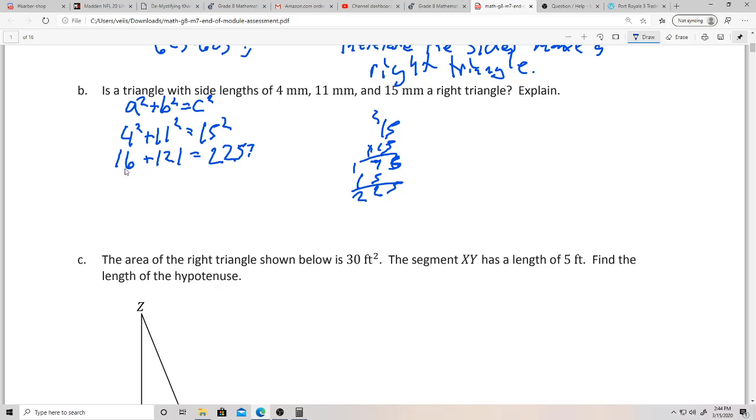What would be 121 plus 16? And again, especially during a test, even if you think you could do it in your head, I wouldn't. I would just do it on the side here, just to make sure you got it perfect. So 137 equals 225? No. So we answer the question, no. And let's explain. Well, same thing we wrote up here. When plugged in, it was true, right? So now we want to just say the opposite.